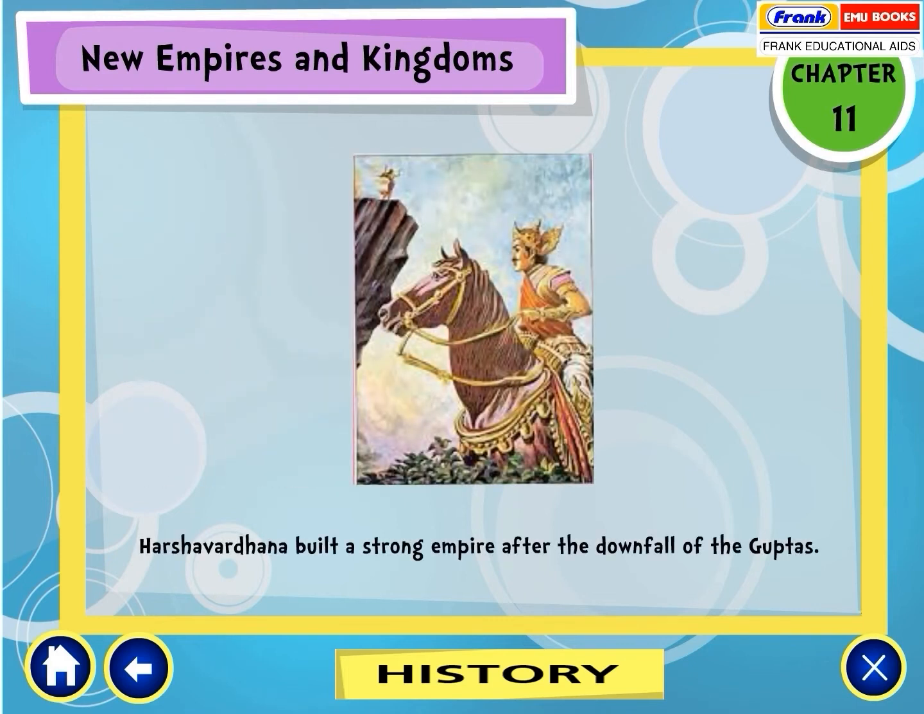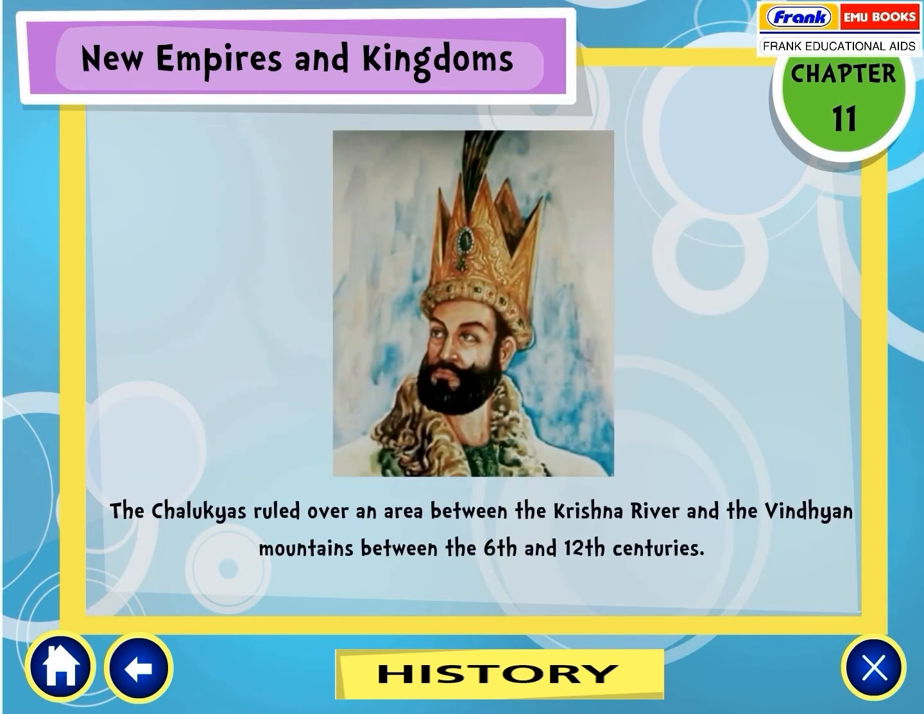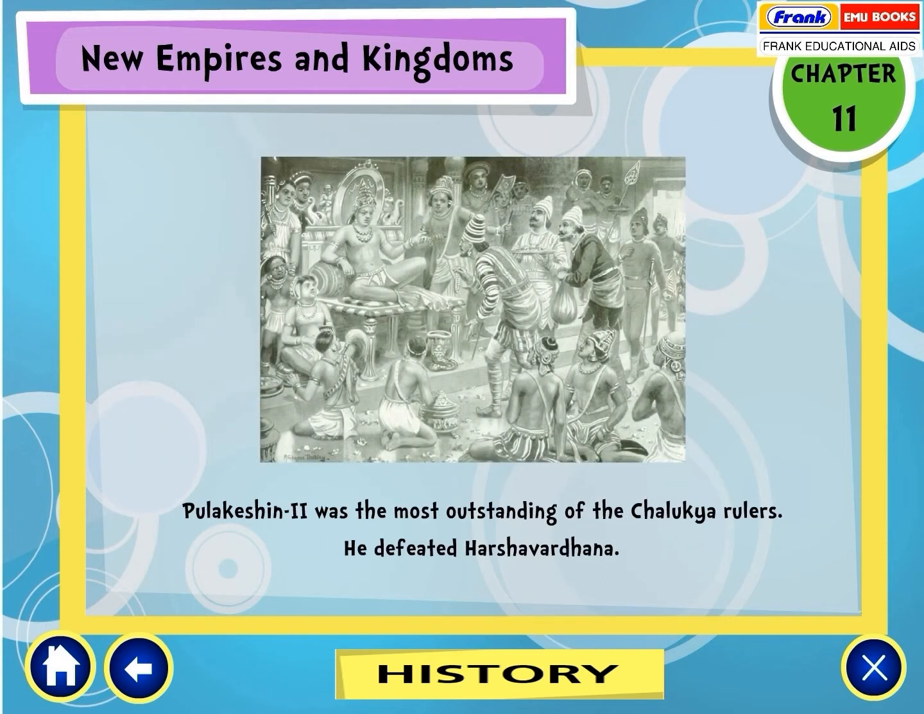Harshavardhana built a strong empire after the downfall of the Guptas. The Chalukyas ruled over an area between the Krishna River and the Vindhyan Mountains between the 6th and 12th centuries. Pulakeshin too was the most outstanding of the Chalukya rulers. He defeated Harshavardhana.